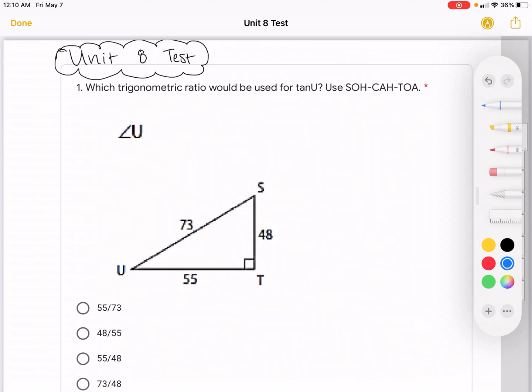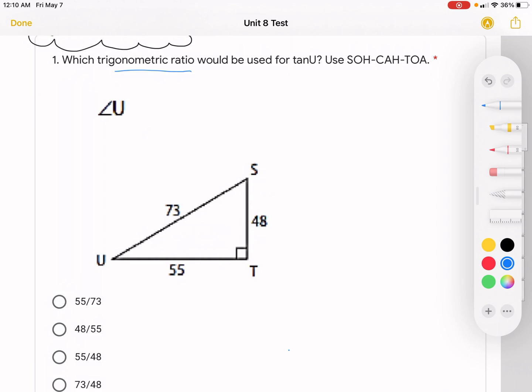In this video, we'll be going over the SOH CAH TOA problems from the Unit 8 test. This question wanted to know which trig ratio would be used for tan U. So tan comes from TOA.